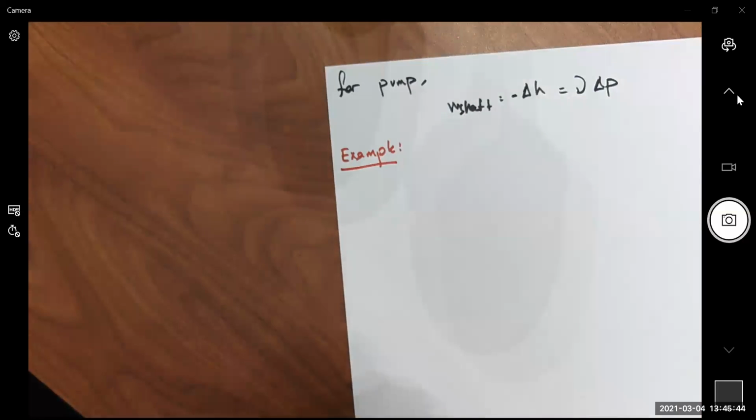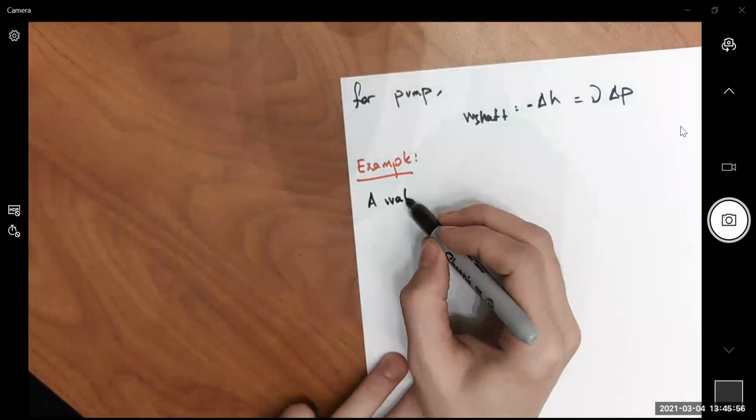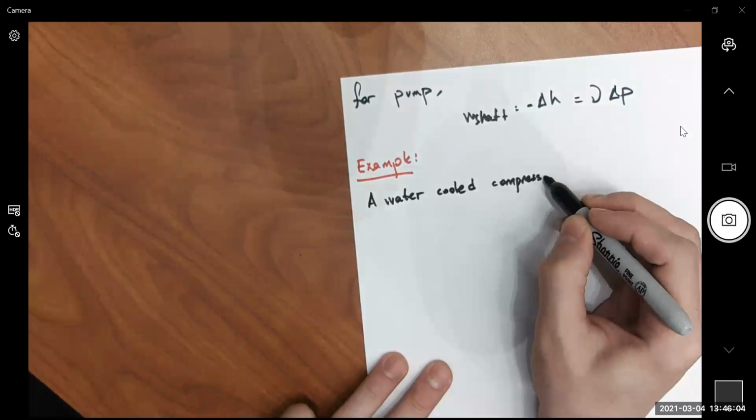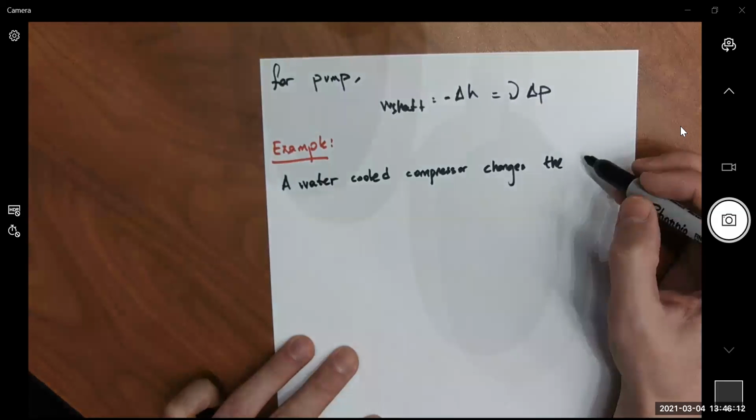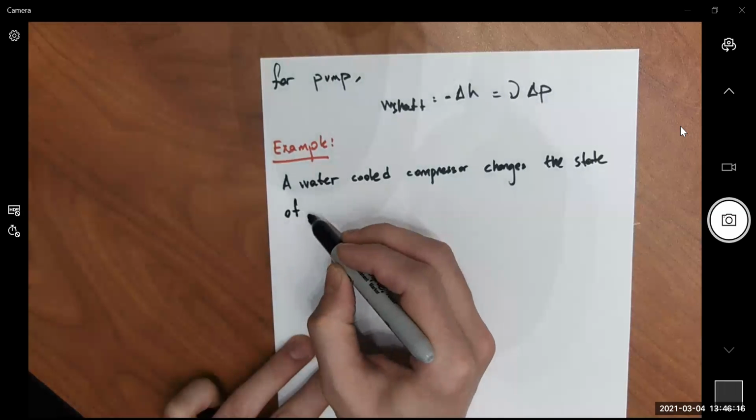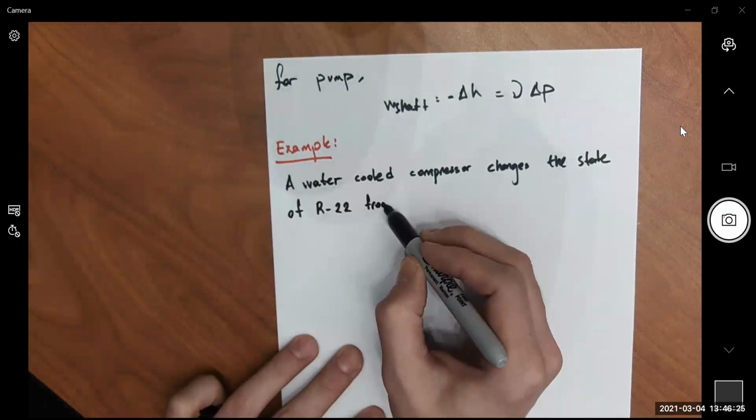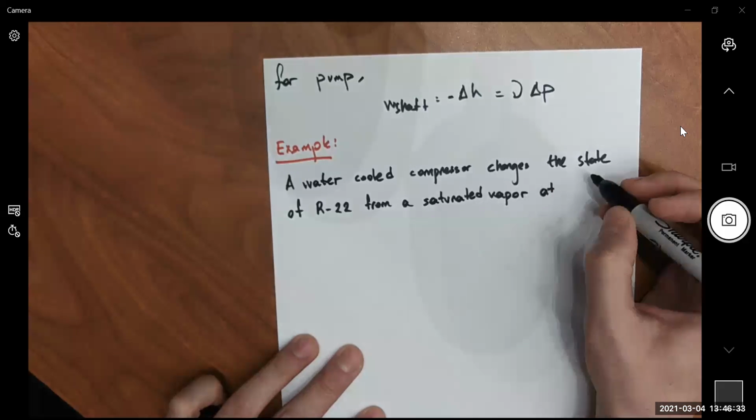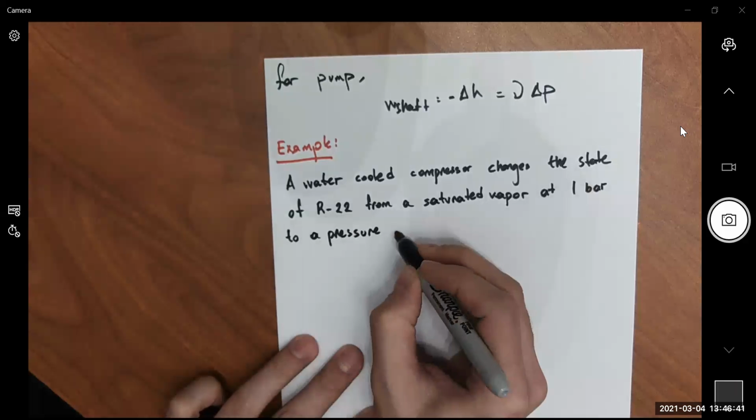Example. Water-cooled compressor changes the state of refrigerant 22 from a saturated vapor at 1 bar to a pressure of 8 bars.